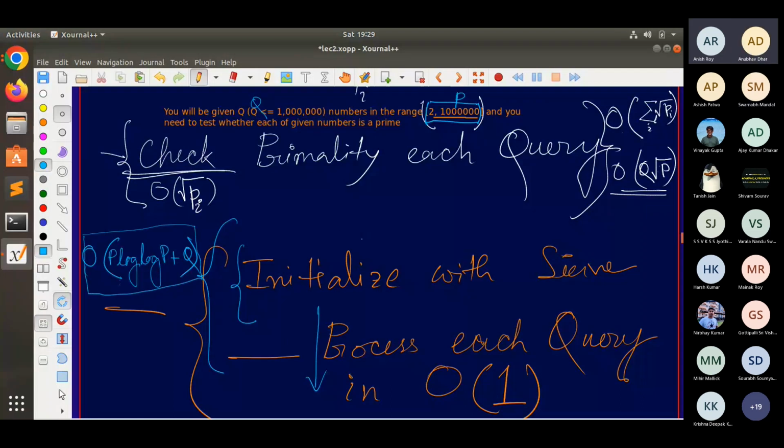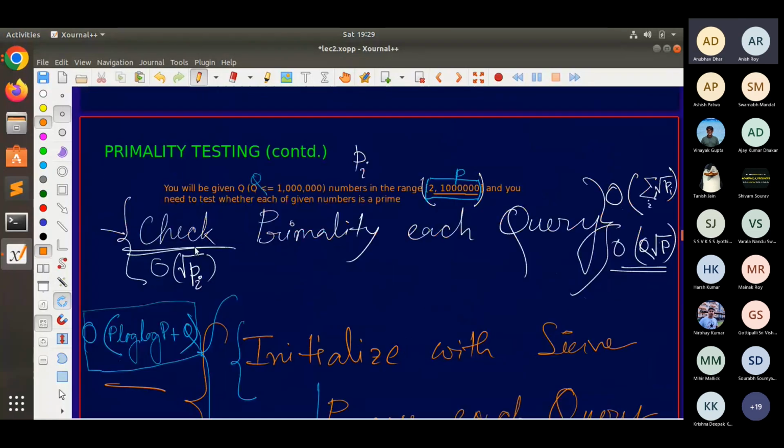Yes. Is everyone convinced? Yes, sir. So this would be 10 to the power 9 with very heavy compute, with very heavy operations. So this would not pass the time limit, but this would easily pass the time limit. Just code it once and check.